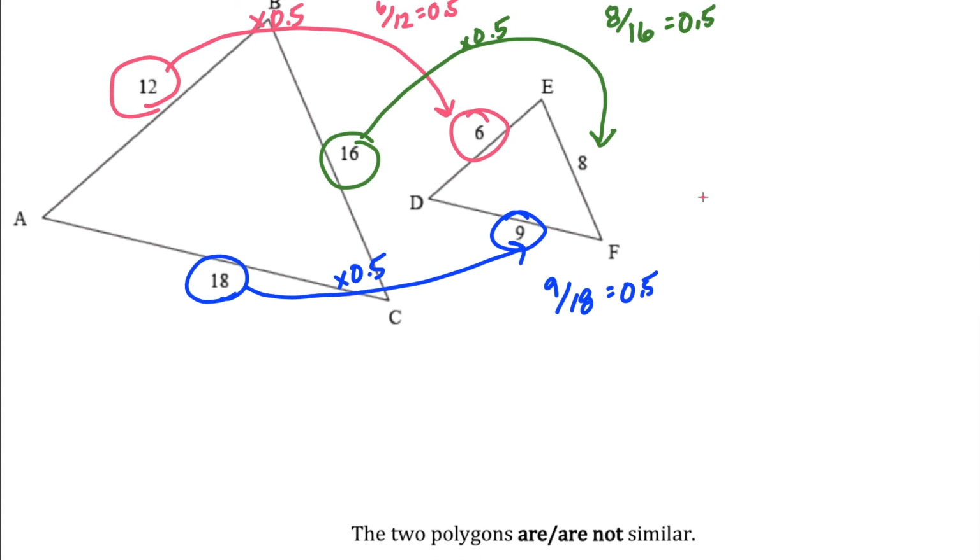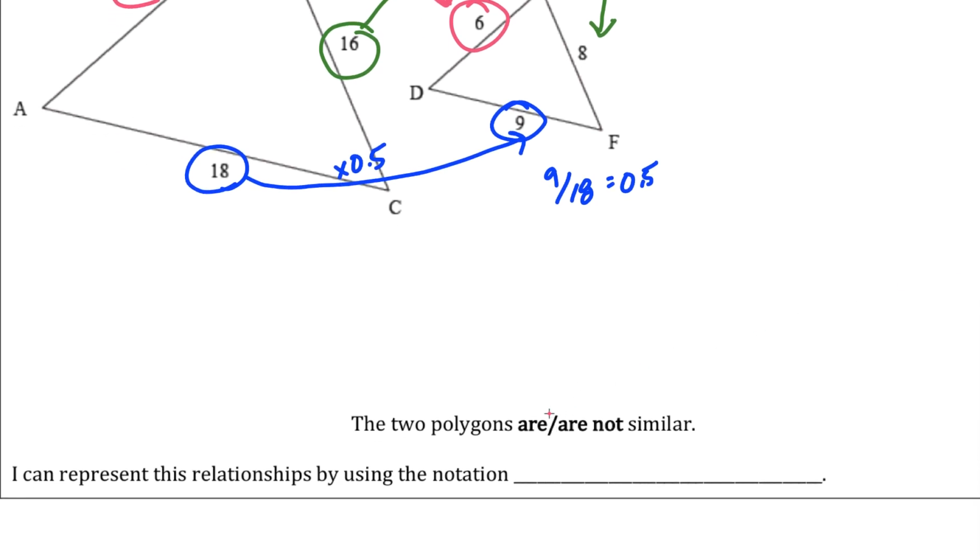And remember, these all have to match. If this one was 0.5, this one was 0.5, but this one was like 0.4, they would not be similar. But so far, we're good. They are similar. So triangle ABC is similar to triangle DEF. Okay, cool. One last page.